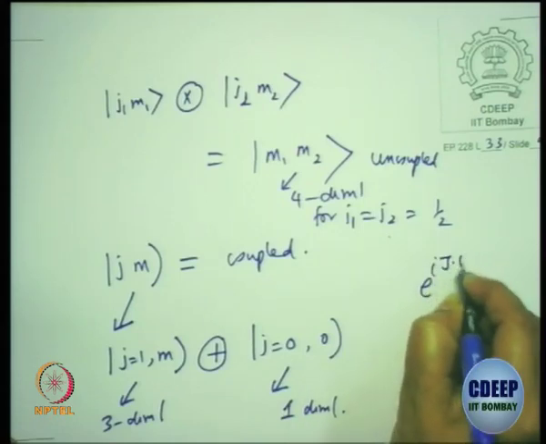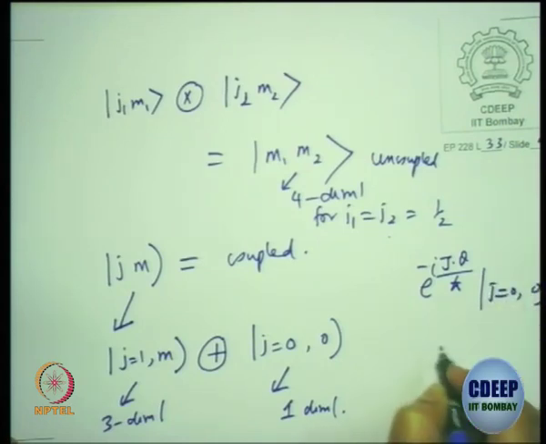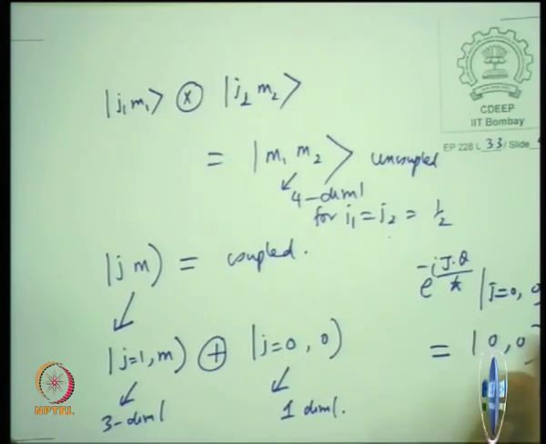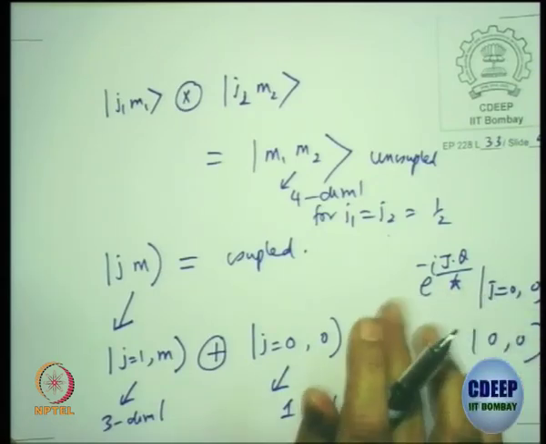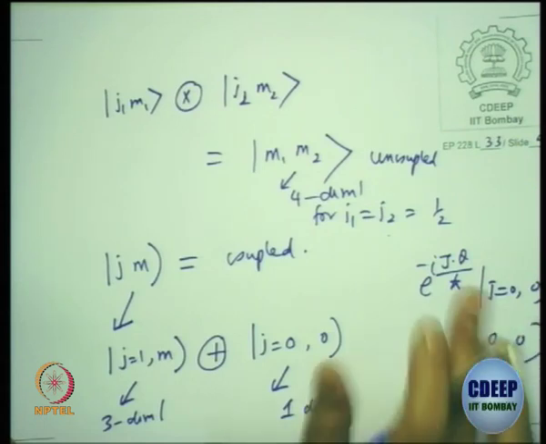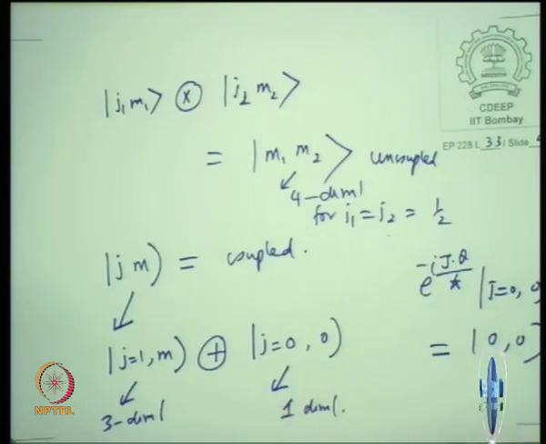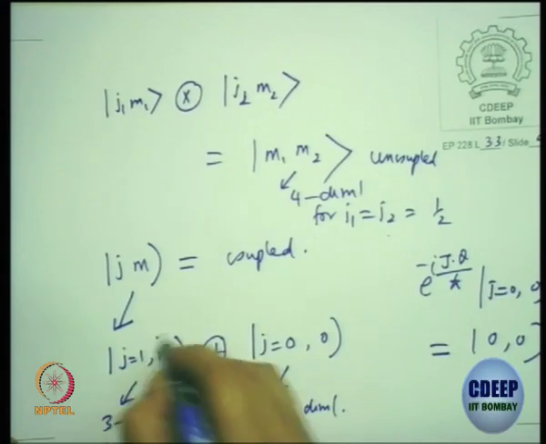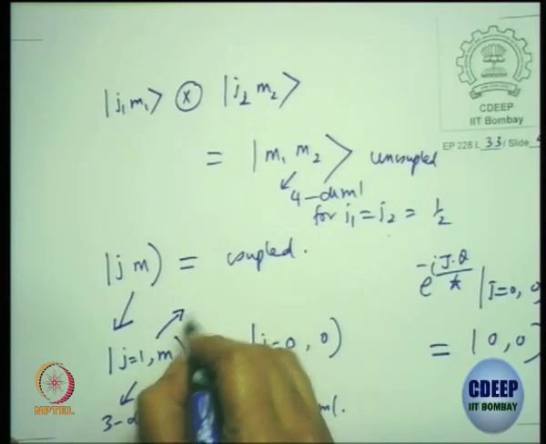e to the power of i J dot theta by h cross on J equal to 0, 0 will give you what? The same state. This is behaving like an identity operator. Singlet state is unaffected by rotations. This is similar to your scalar operator, which remains the same under rotations. And this one will transform under rotation, right? The J equal to 1 state will transform under rotation like a spin 1 state.